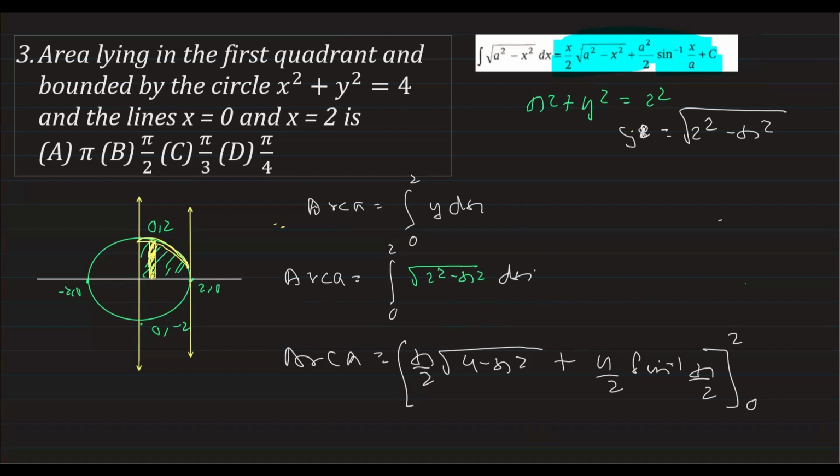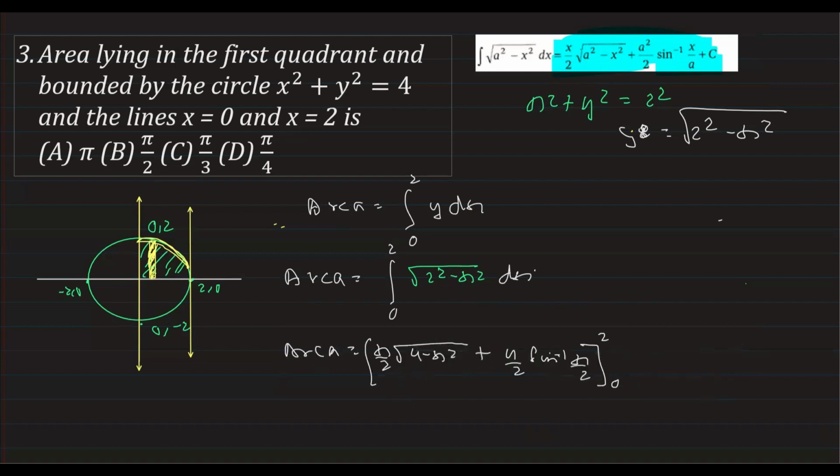Now I'm going to place the limit in the next step. So first I'll place the upper limit. Upper limit is what? 2. So placing 2 here, 2 square is 4, 4 minus 4 is 0. So this is going to be 0, plus this is how much? 2 multiplied by, replacing this x with 2, sine inverse 1, which is pi by 2. This is the upper limit minus the lower limit, replacing x with 0 here.